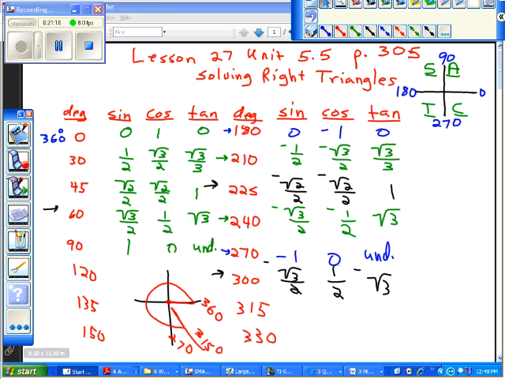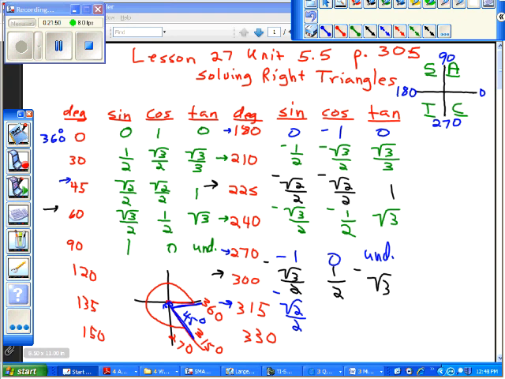How far away is that from the nearest x-axis? 45 degrees. So my reference angle is 45 degrees. So when I'm thinking sine 315, I'm really thinking sine 45. What's the sine of 45? Square root 2 over 2. Sine is negative in quadrant 4.